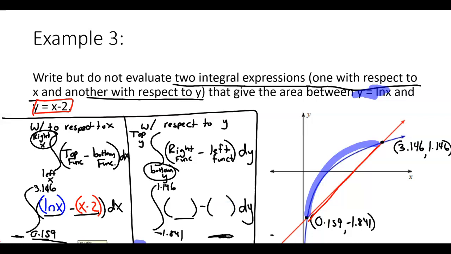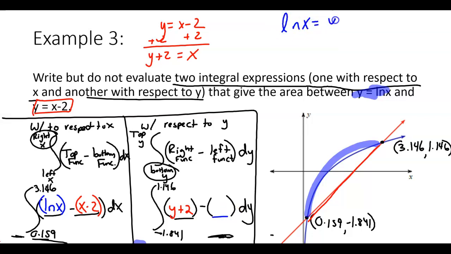Here we go. So I'm going to take my x function here, and I want to get the x by itself instead. So I'm going to add 2 on both sides. And there it is. That's what I'm going to put here. We do the same thing for the ln. I know the ln function goes here, but I can't leave it as ln of x. It's got to be the one with the y by itself. So here's my ln of x equation.